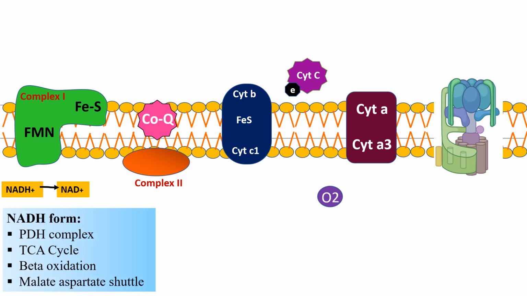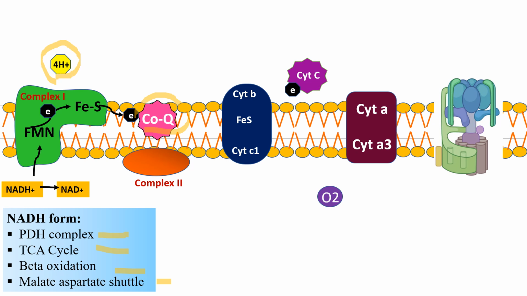First is NADH, which is formed from the PDH complex, TCA cycle, beta oxidation and the malate aspartate shuttle. From these reactions NADH is formed and enters complex 1, and the electrons are accepted by FMN and then transferred to the FeS. Then FeS donates the electrons to coenzyme Q, and 4 protons are transferred into the intermembrane space.